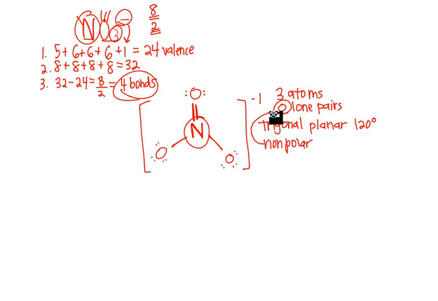An easy, quick way to tell, again, is with how many lone pairs we have. If it's 0 lone pairs, it's non-polar. And if it's nonpolar, the intermolecular force that's going to be shown here is going to be a London force. And that's it for that.